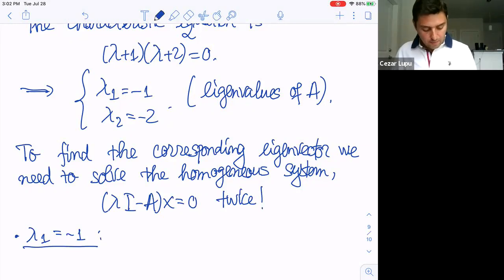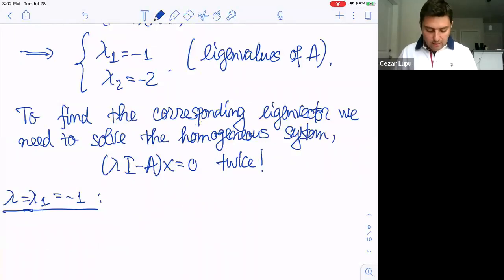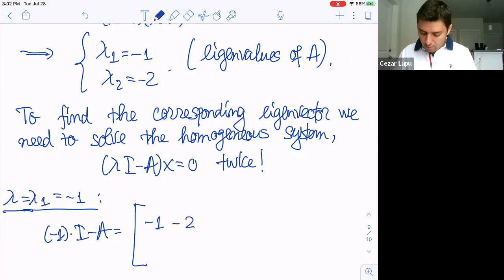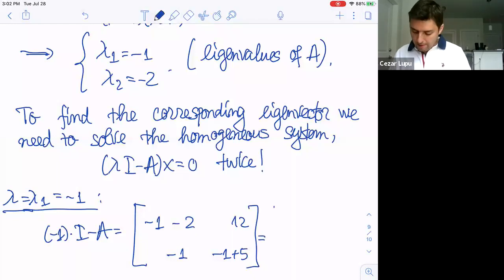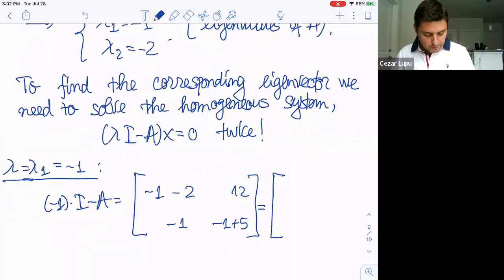Oh my, there will be some computations here. Okay, let me write it like this so that it wouldn't be lambda equals lambda 1. So let's start with this one first. We know that lambda 1 is -1, so we will have -1 times the identity minus A. This will give us the matrix -1 minus 2, 12, -1, -1 plus 5. And this will be the following matrix: -3, 12, -1, and 4.